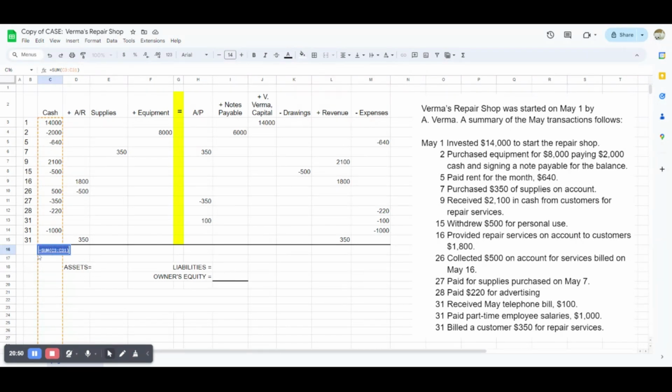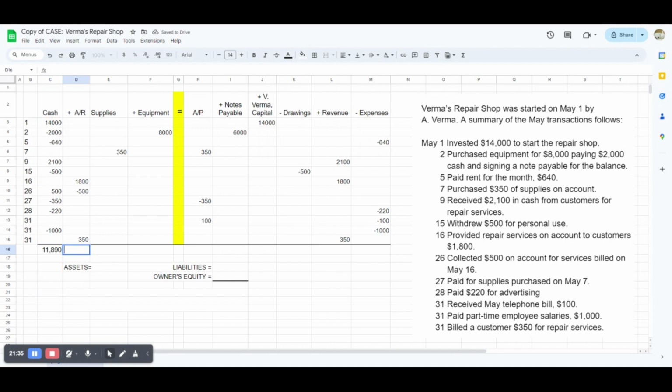Okay, so what we're going to do is add up all the numbers in column C, cash. So 14,000 minus 2,000 minus 643 plus 2,100 minus 500 plus 500 minus 350 minus 220 and minus 1,000. Okay, so what I got is 11,890.